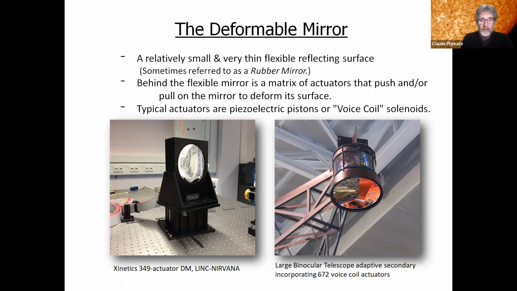So again, the typical actuators are piezoelectric pistons or small voice coils. The point is that it is small, much smaller than the primary mirror, does not have the inertia of that big primary mirror, so that these actuators can adjust it very quickly. And there are even very small deformable mirrors. Here's an example of a broken deformable mirror. The person who broke it shall go nameless, although when he left the observatory, they gave it to him as a memento.